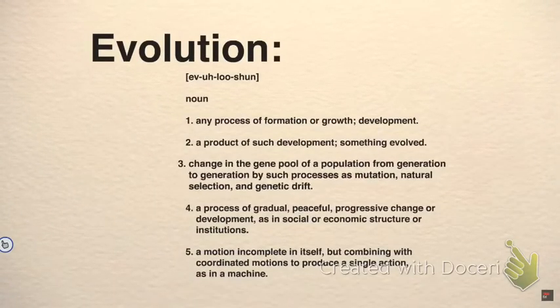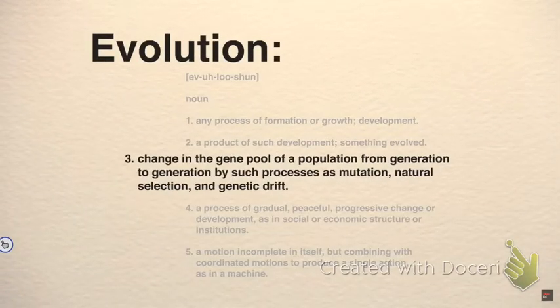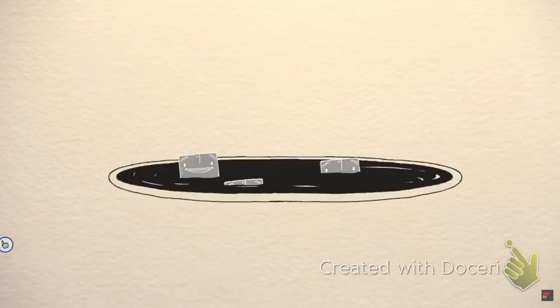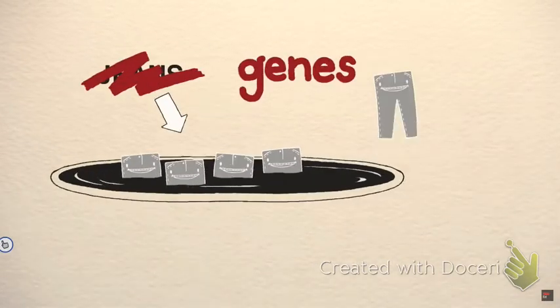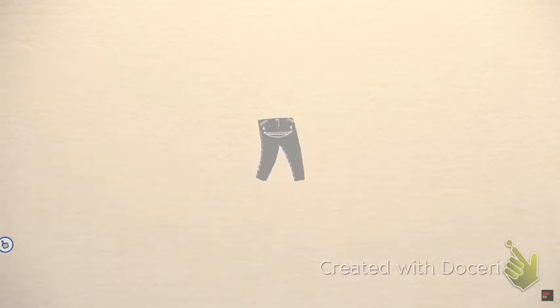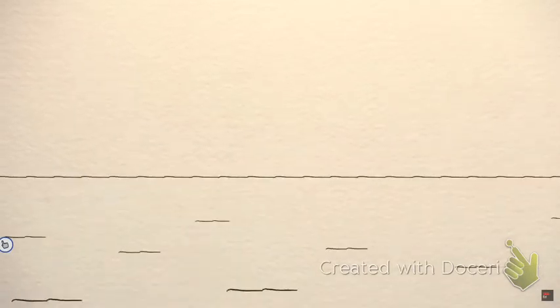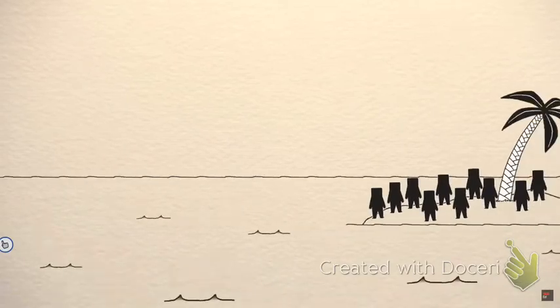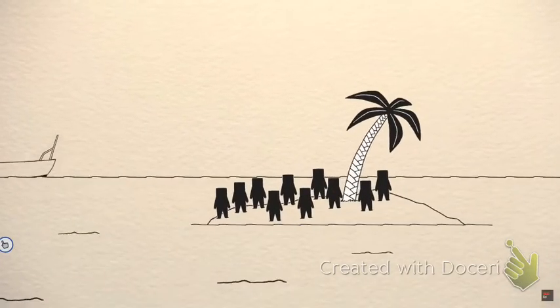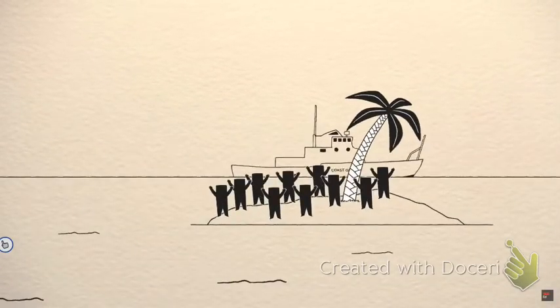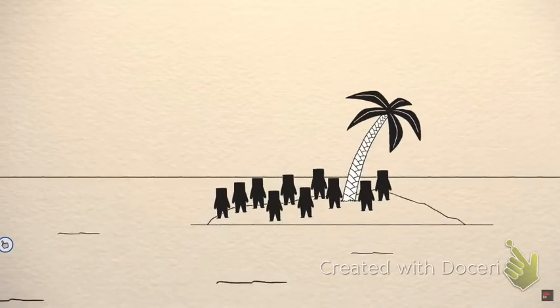Evolution is simply change in the gene pool over time. But what is a gene pool? And for that matter, what is a gene? Before spending any more time on genetics, let us begin with a story. Imagine that a boat capsizes and 10 survivors swim to shore on a deserted island. They are never rescued and they form a new population that exists for thousands of years.